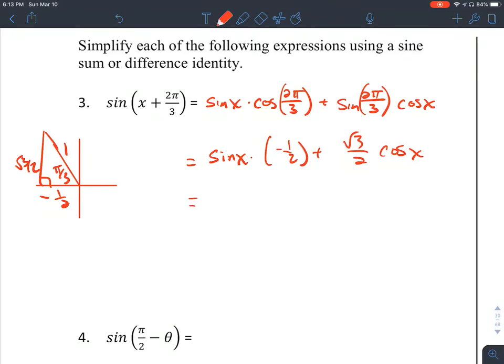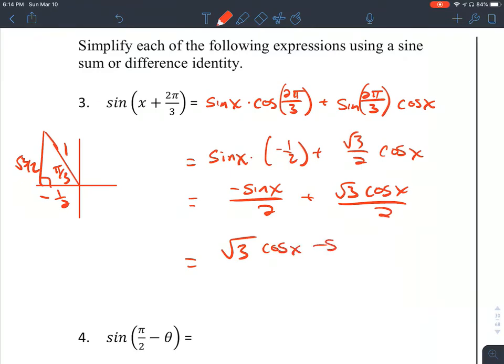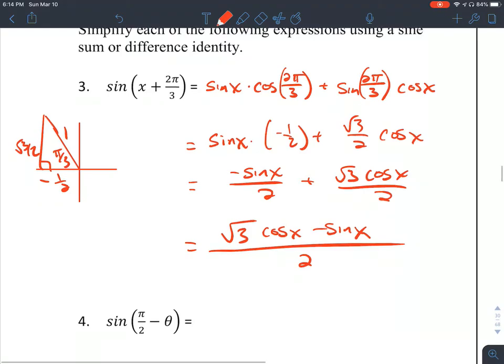We could write this, let's multiply this together, so we get negative sine of x over 2 plus square root of 3 times cosine of x over 2. We have common denominators, so let's add this together. We also like to put our positive thing first. So that's what that simplifies to. Not that simple, but that's the best we can do.